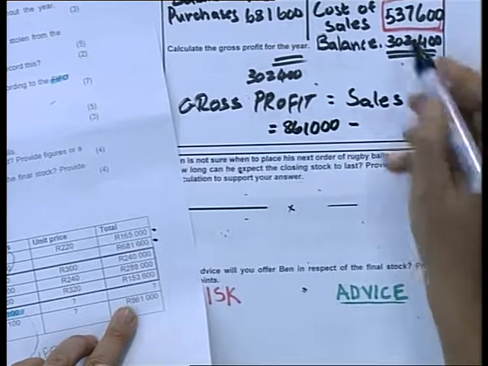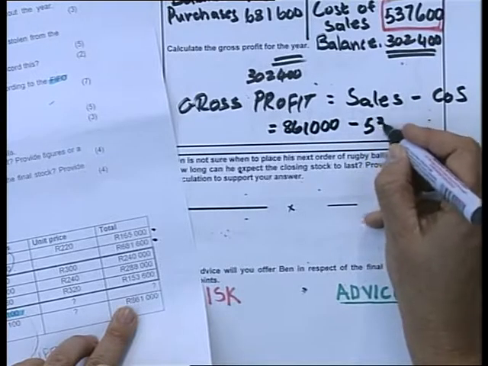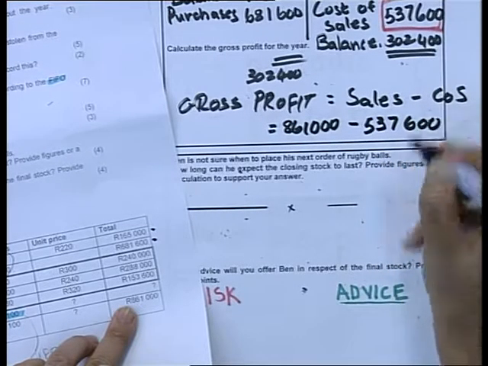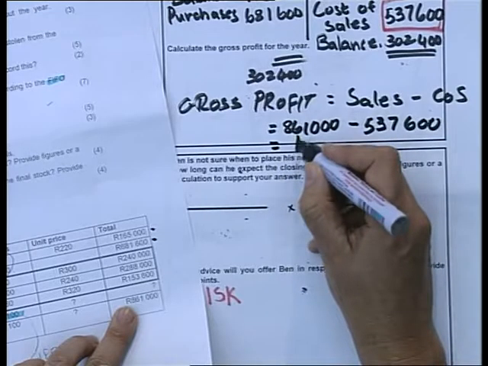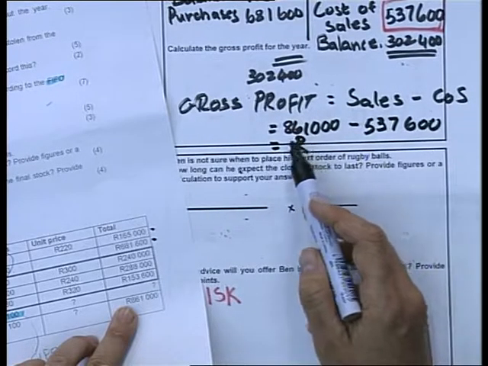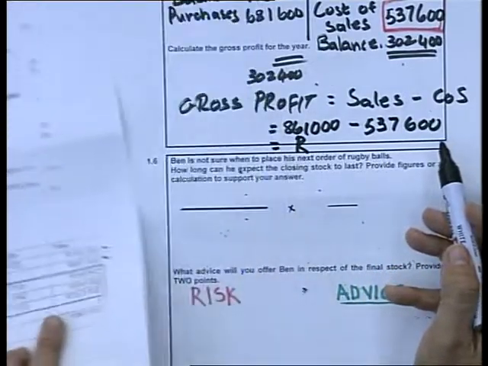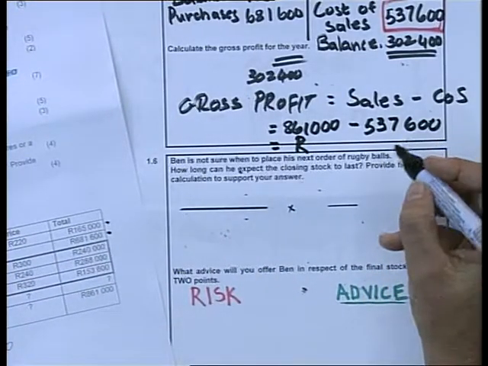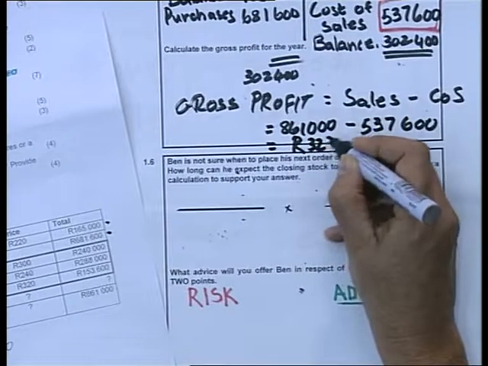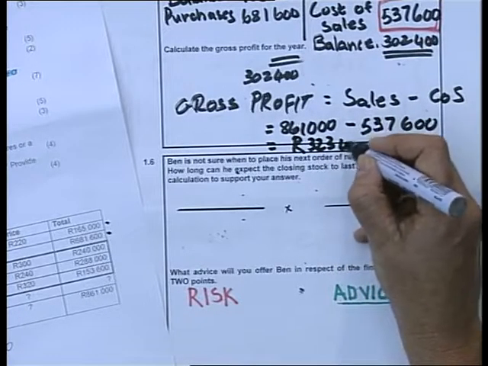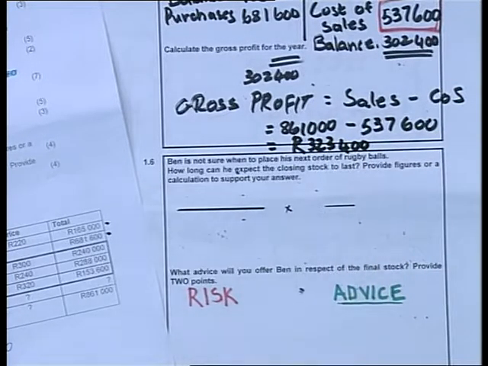Minus the cost of sales, we just calculated that, 537,600. So my profit will then be 860,000 minus 537,600, and that should give you 323,400. Okay, the next question.